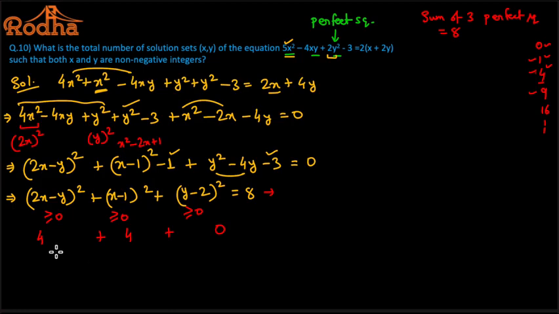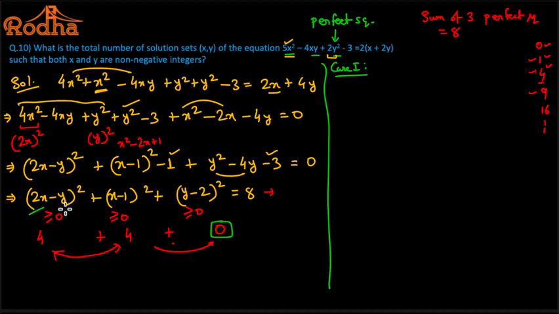Obviously this 4, 4 and 0 can shuffle among themselves, so I need to make cases for it. Basically I'm making 3 cases. Case 1: any one of the numbers has to be 0. Let's say in the first case I put (2x minus y) whole square is 0. In that case, I'll be getting y is equal to 2x.